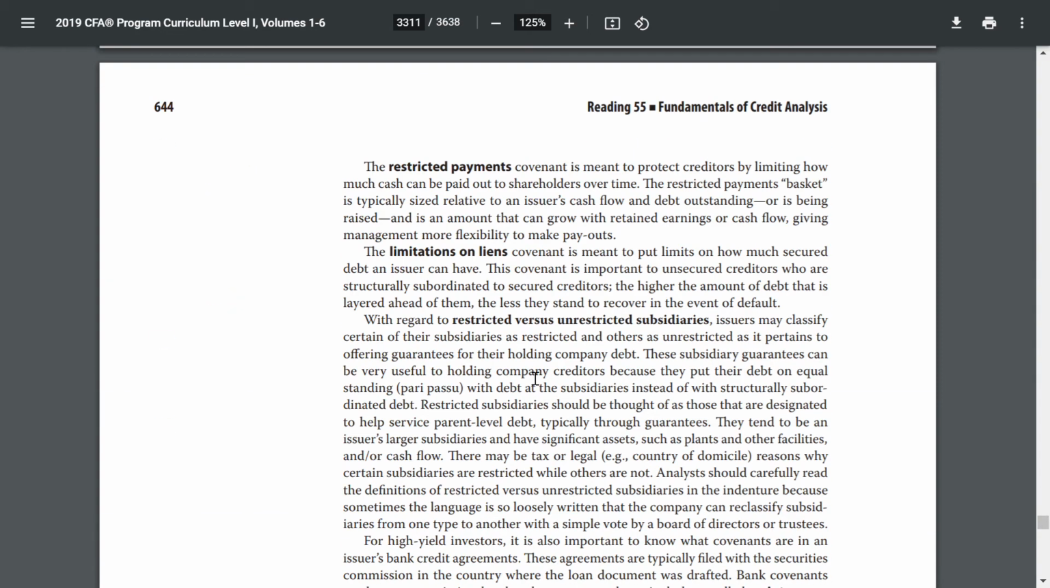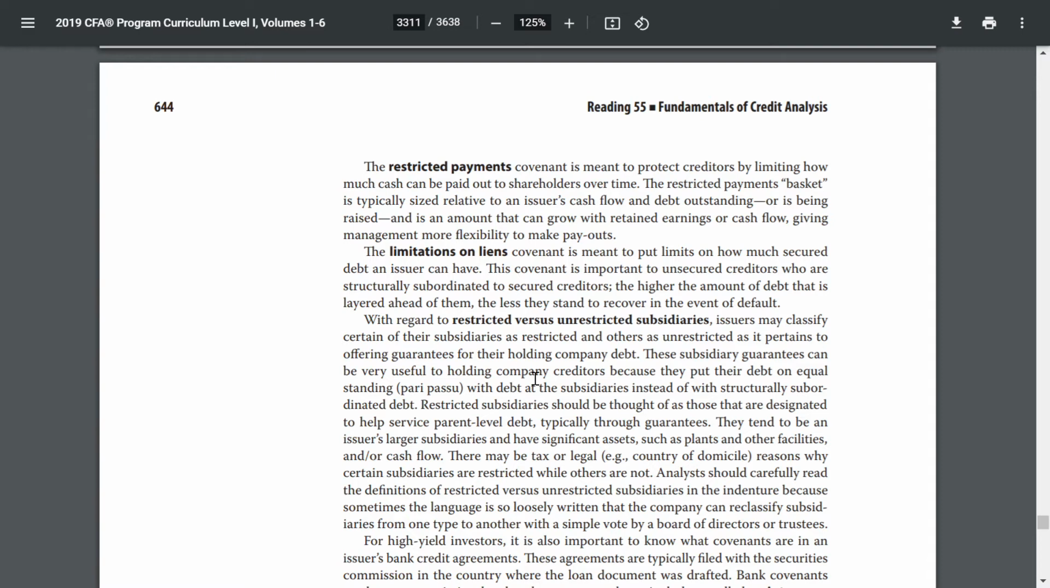The restricted payment covenant is meant to protect creditors by limiting how much cash can be paid out to shareholders over time. The restricted payment basket is typically sized relative to the issuer's cash flow and debt outstanding, and is an amount that can grow with retained earnings or cash flow, giving management more flexibility to make payouts.